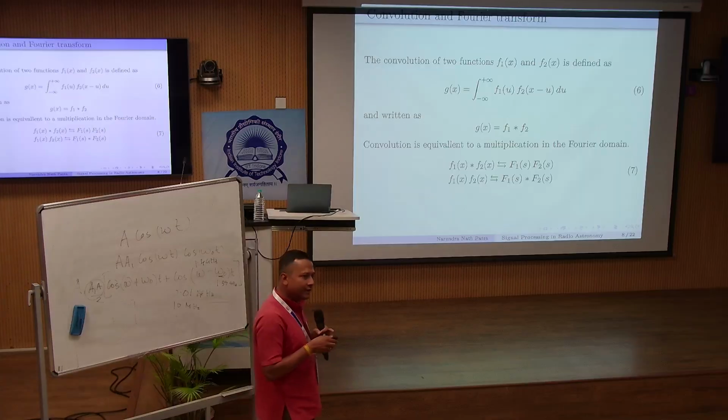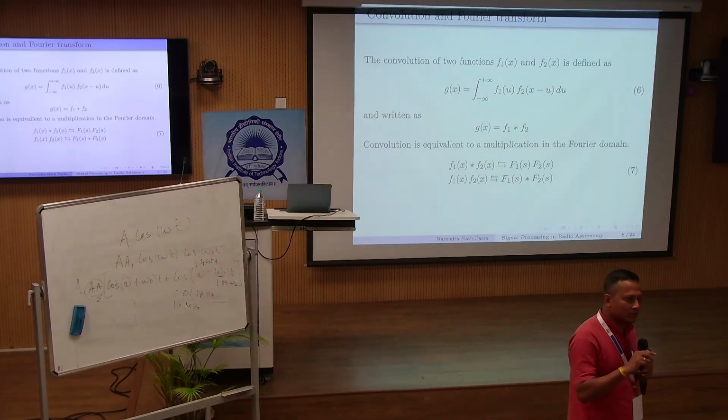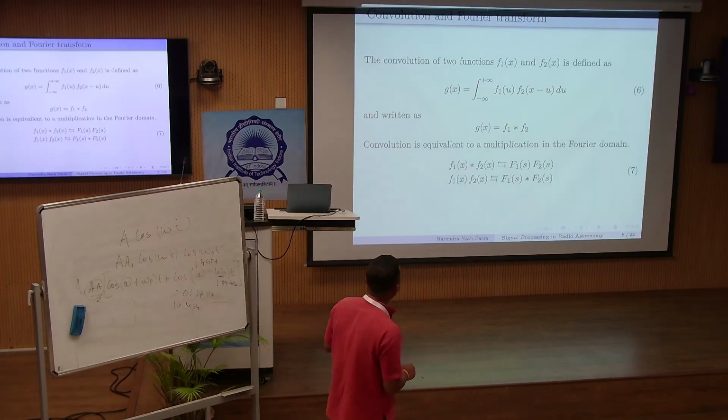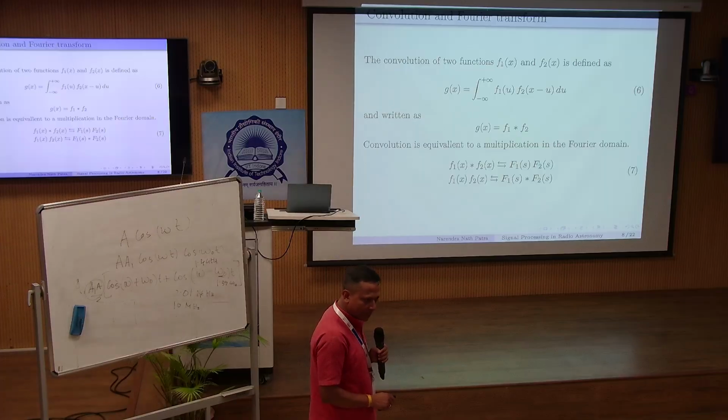So convolution is a very important aspect you will keep encountering in different places, in radio astronomy for sure, right? This is the mathematical expression for it, this is how we are defining it. Physically, what it means I will tell you.